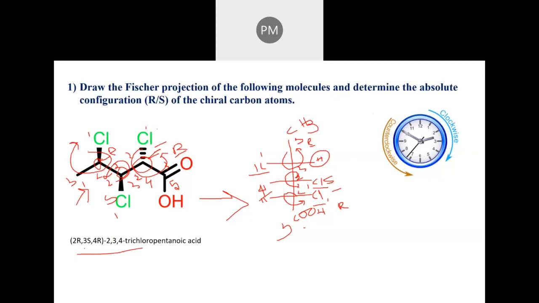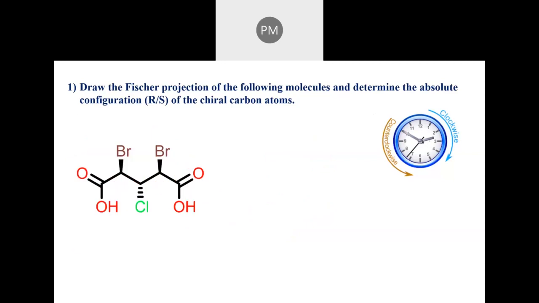So our carbon 2 will be 2R. This one will be R, the middle one is S, and the third carbon, like this one, is our configuration.